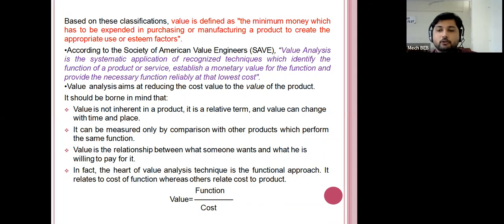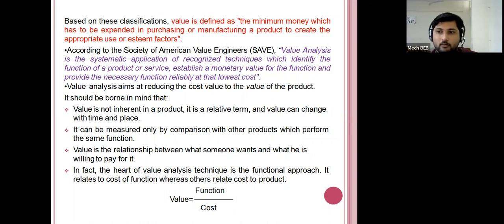Okay, it will be converted into cost or money, and that cost associated with the function will be at the minimum level. Okay, so the techniques related to value engineering will be used to understand the values of particular functions. Okay, now this value analysis is targeted to reduce the cost value, and it tries to increase the product value. Okay, means what?